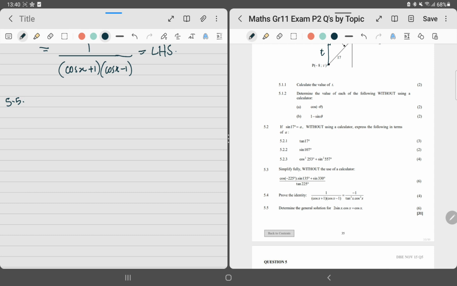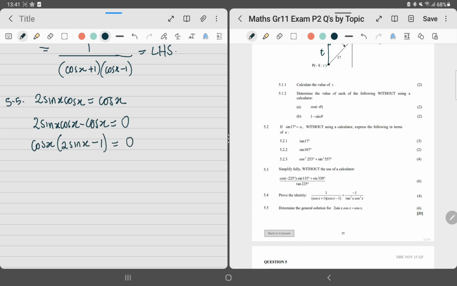5.5. Determine the general solution. This is 2 sine x cos of x is equal to cos of x. We do not cancel like this when we are working with general solutions. So what you will do, you will transpose the cos of x. And then you'll have a 0. Then we'll factor out the cos x. 2 sine x minus 1 should be equal to 0.